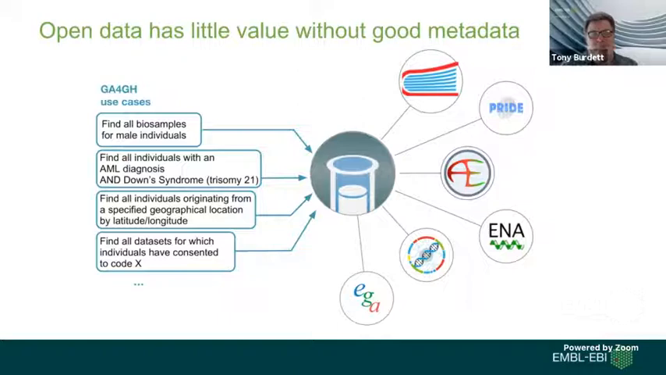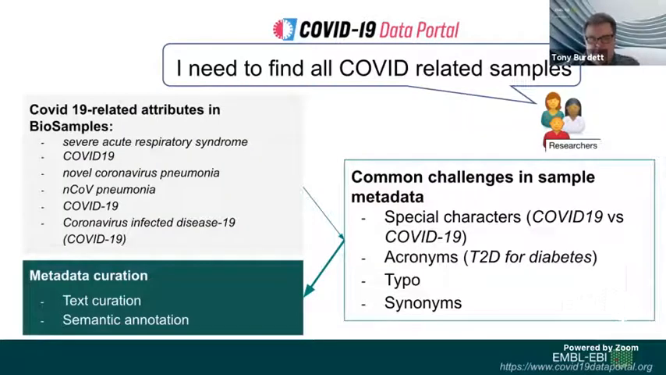And some of these are drawn from the Global Alliance for Genomics and Health. So if you start to ask questions like, I want all of the data that come from samples from male individuals, or I want all of the data sets for which individuals have consented, according to some ethical consent code, or I want all individuals that originated from a specific geographical location. And I can find those by looking at the samples where they were recruited, and then look at the links to the underlying data set, supporting this kind of findability and interoperability components of the FAIR data principles.